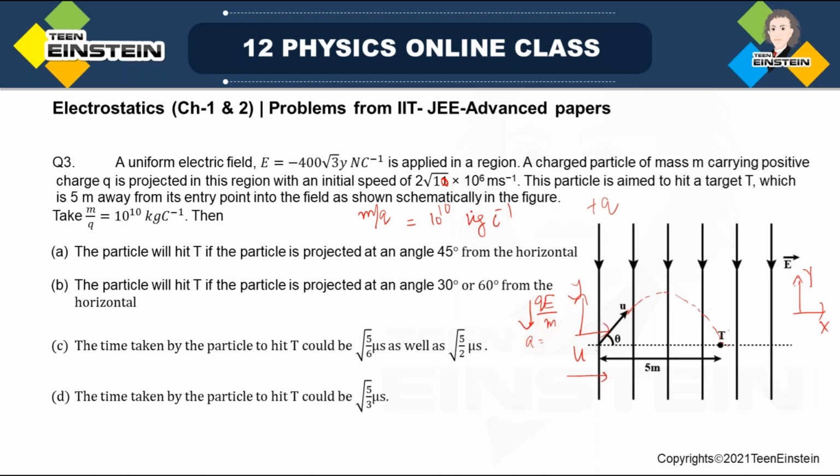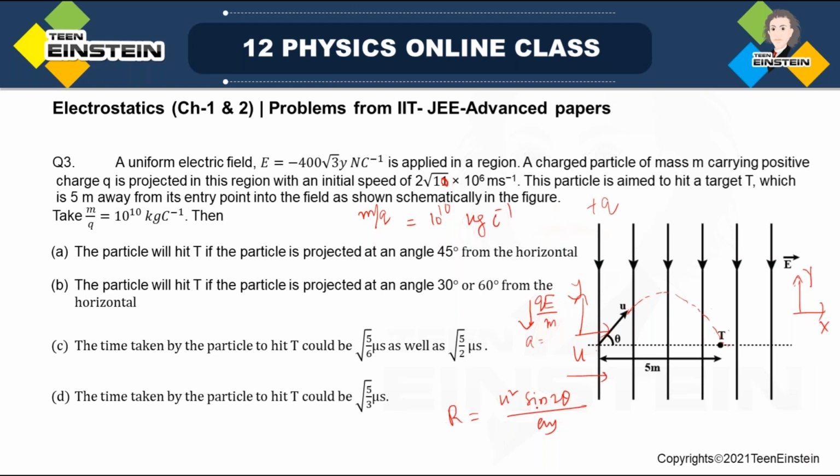All right, so then we can see the question has the options like: the particle will hit t if the particle is projected at an angle 45 degree from the horizontal. So look, this range is given anyway. We know the range formula: the range is u square sine 2 theta by a y. Okay, in this case we can find them out.